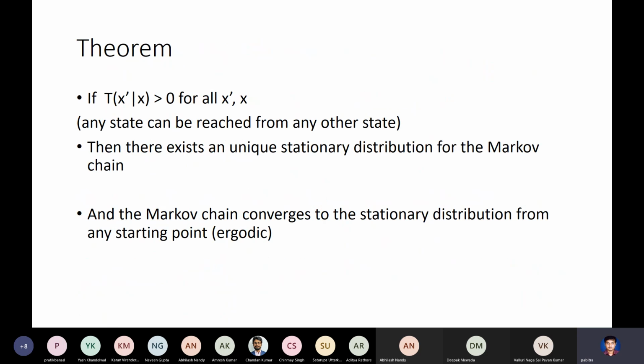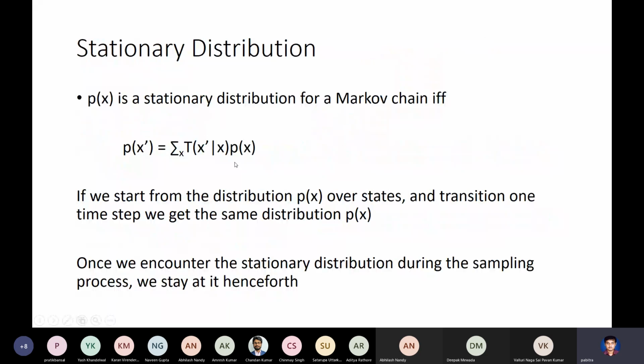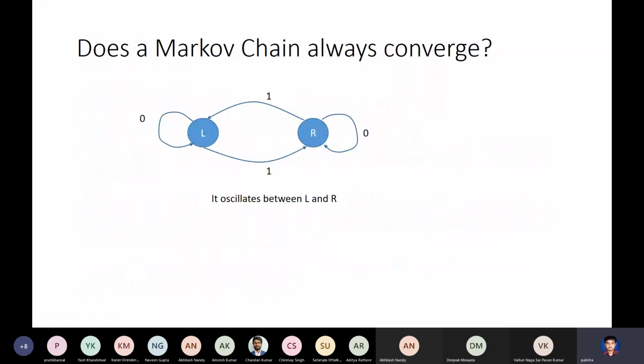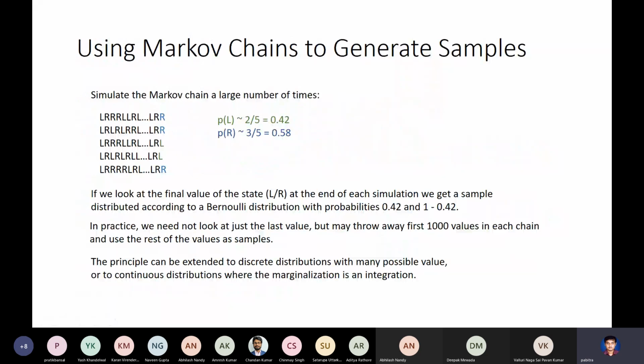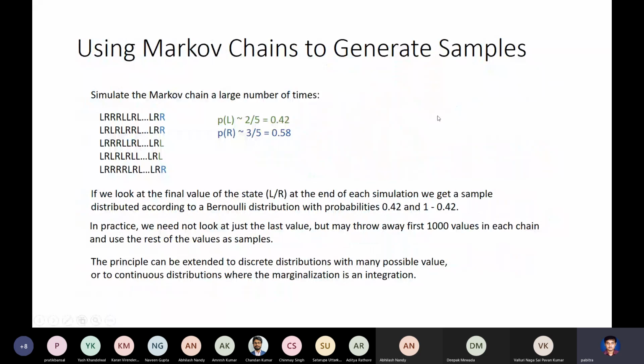X and x prime. So there is a theorem which says that if the transition probabilities from x to x prime, for all x prime and x, are greater than 0, which means that you can reach any state from any other state, then there exists a unique stationary distribution for that particular Markov chain. So here it was not all non-zero, not all positive. So this doesn't have a stationary distribution, but this has a stationary distribution.